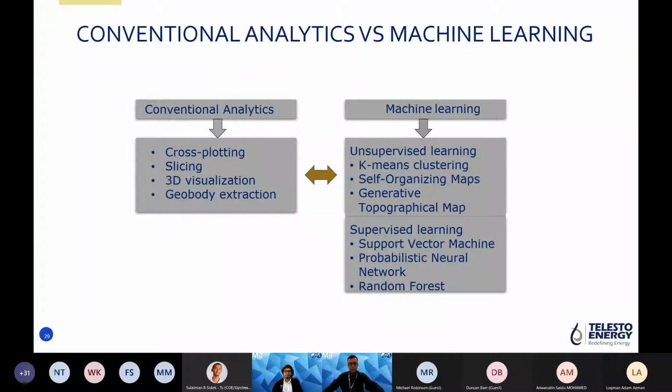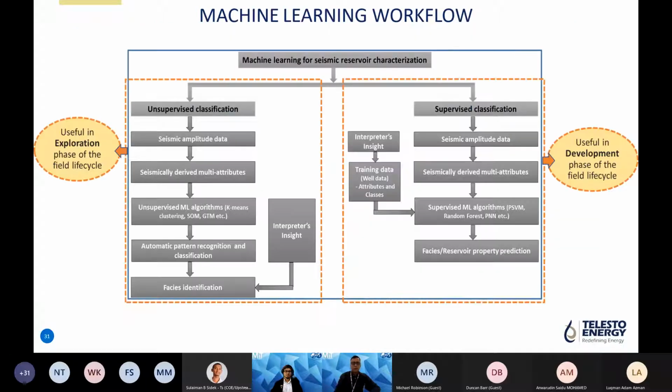Okay, yeah, sorry. So in this approach, we used self-organizing maps and generative topographic maps. There are some supervised learning techniques. This we have not used in this case. So how does this work?